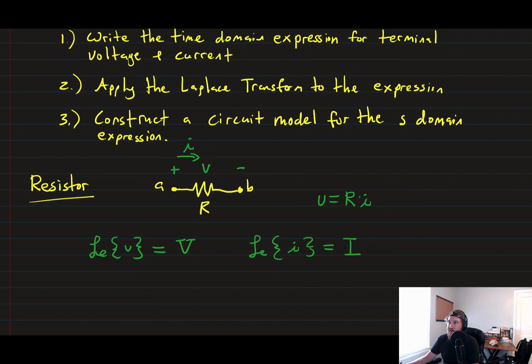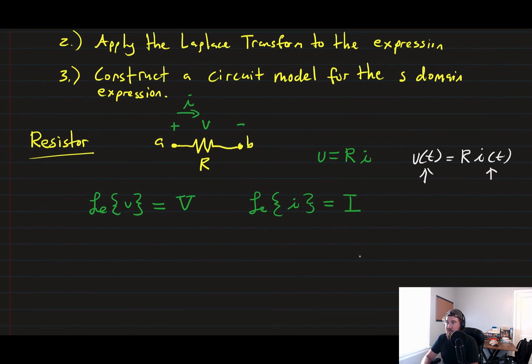Now, the reason we don't take the Laplace transform of R is because R is not a time domain expression. So if I was being a little bit more diligent about this, I would actually say V of t is equal to R times I of t, right? So the Laplace transform only hits the voltage and the current. And we'll see the same thing happen in the inductor and in the capacitor.